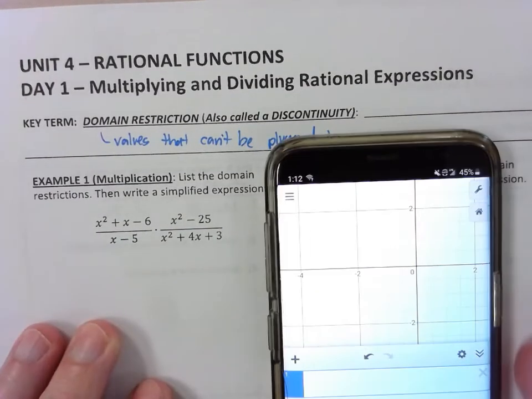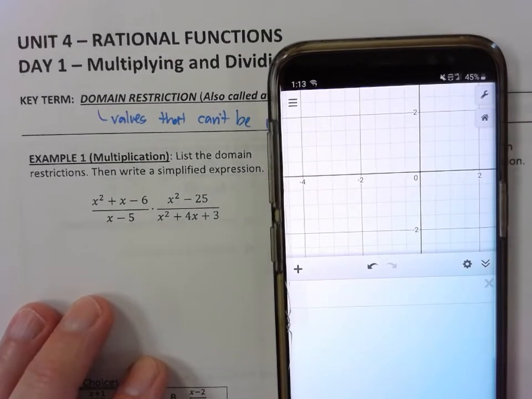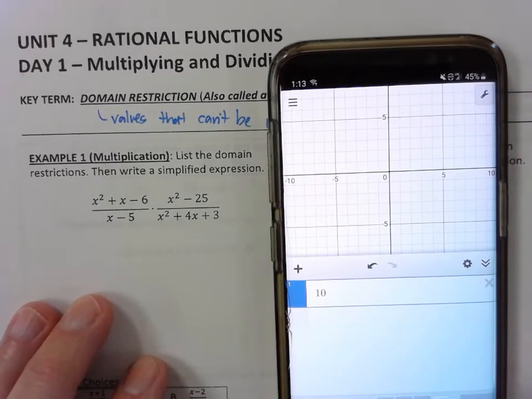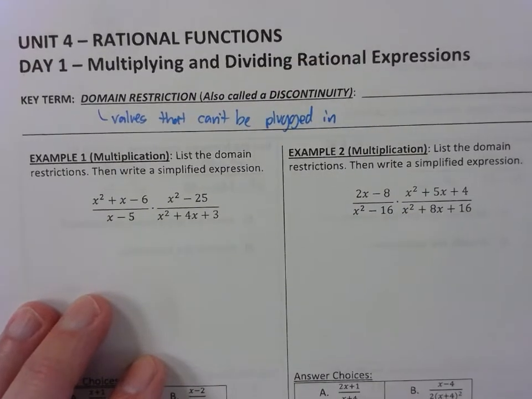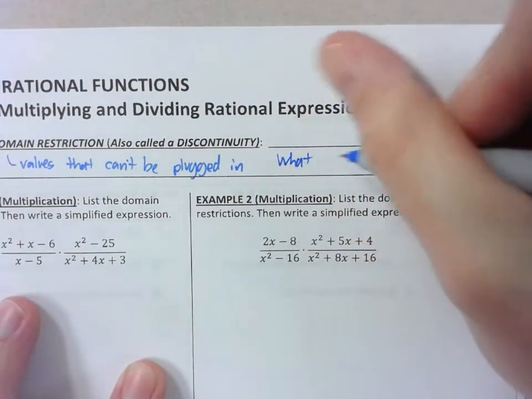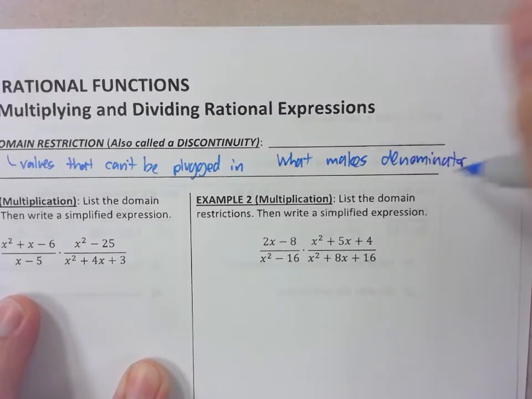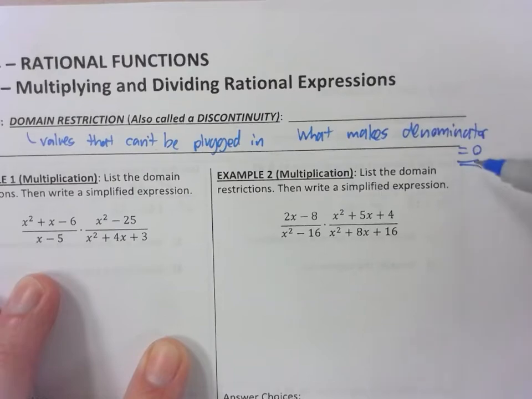And just to understand why we can't divide by 0, you take any number, let's say 10. Say, all right, well, what is 10 divided by 0? A lot of times we think it's going to be 0, but really it's going to say undefined. We are not allowed to divide by 0. So what makes the denominator equal to 0 are going to be considered your domain restrictions in cases like these, okay?